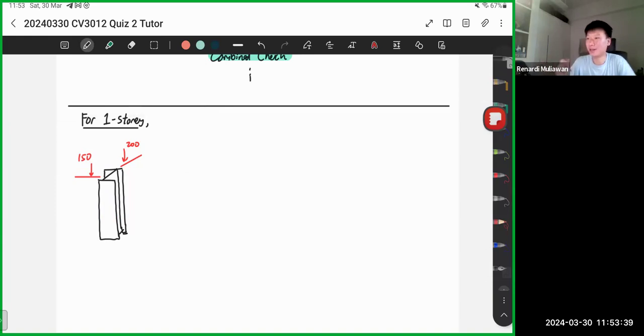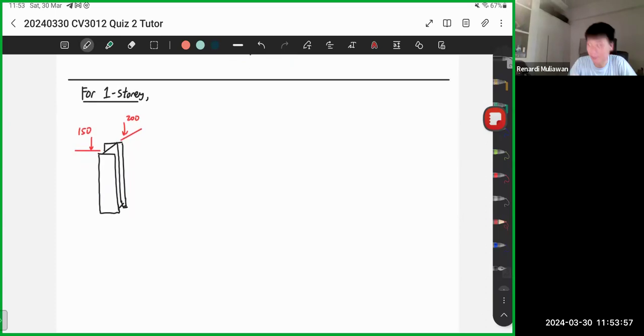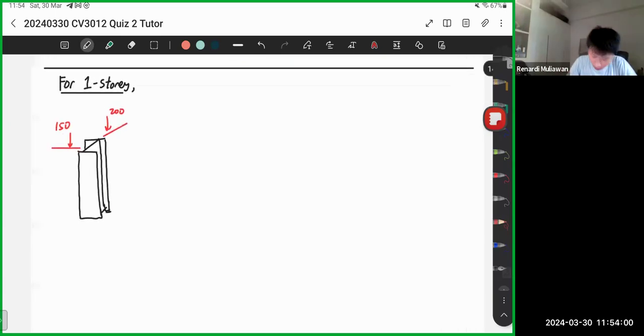Because if we're designing a high-rise building, we need to determine the size of the column. So what we usually do is we find the loading for one story first. Then we multiply by the number of stories. This applies in real life also. In this case, remember that columns are most critical to axial buckling.